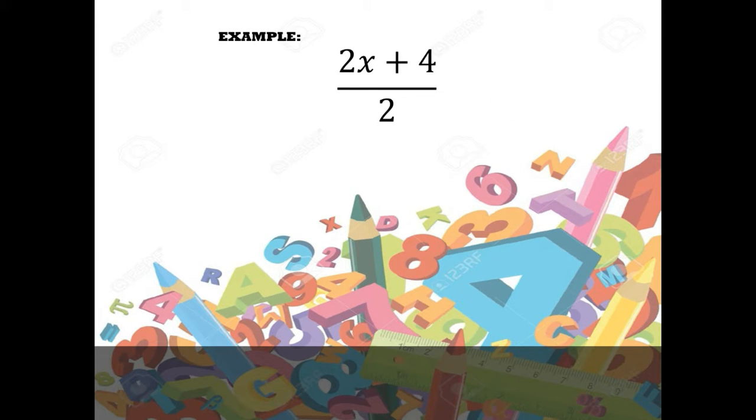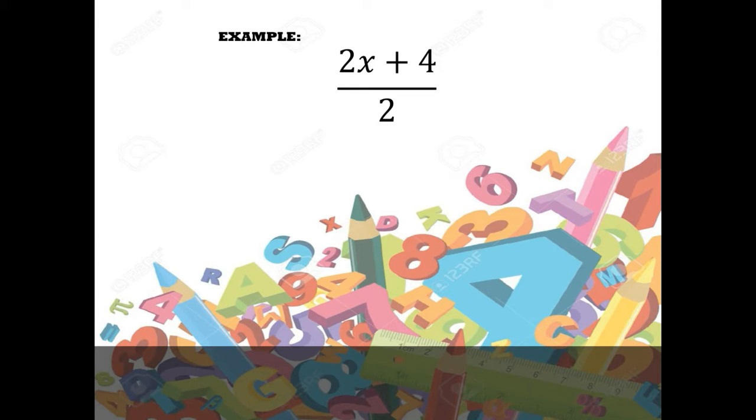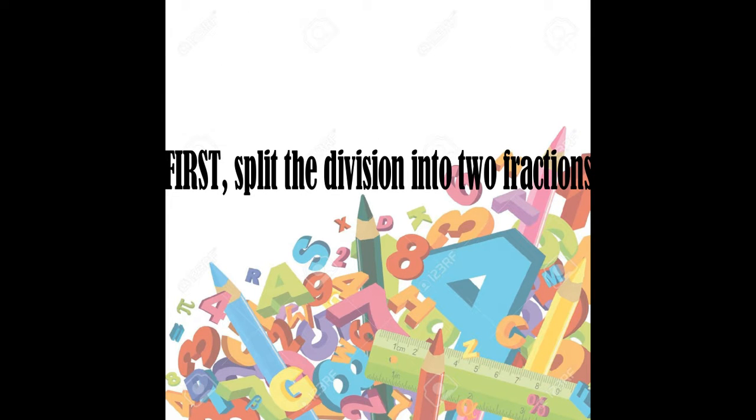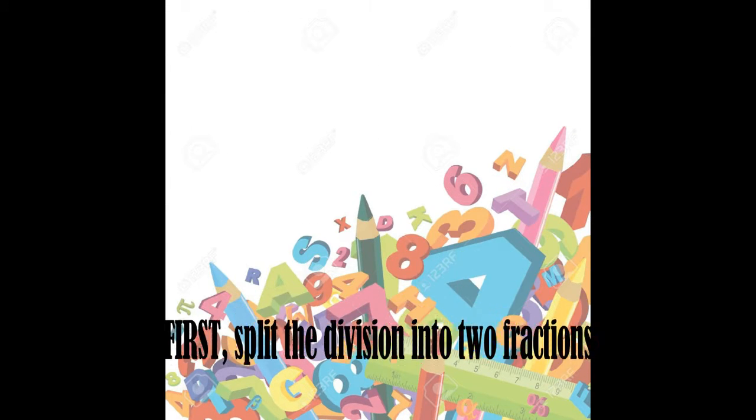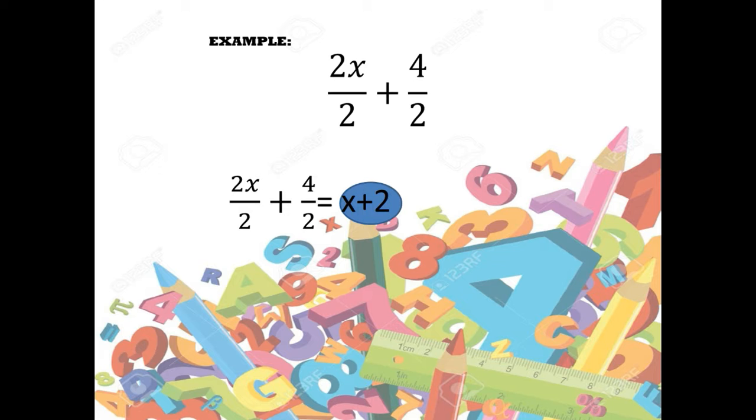For example, 2x plus 4 divided by 2. This division is just a simplification problem because there is only one term in the polynomial that we are dividing by, and there are two ways to solve this. First, split the division into two fractions. Then, simplify each fraction. So, the answer is x plus 2.